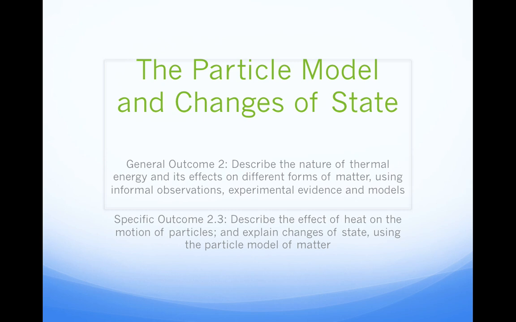Which we'll do when we get to more of our B-layer activities, and we're completing more lab-based activities as well. But right now, today, we're talking about specific outcome 2.3. So we're describing the effect of heat on the motion of particles, and we're explaining changes of state using the particle model of matter. Now, this particle model of matter, which we've already discussed a little bit, is something that's going to follow you around throughout your science courses.